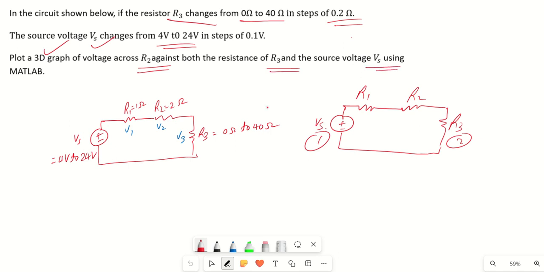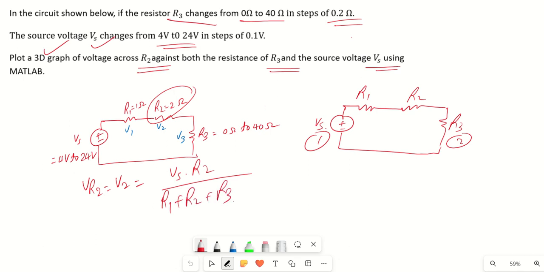We have to plot a 3D graph of voltage across R2 against both R3 variation as well as Vs variation. So you know already from the voltage division rule what would be the V2, that is voltage across R2. I will put it VR2, which is V2, that is going to be the source voltage multiplied by the resistance R2 divided by total resistance R1, R2, R3. So this is the expression that we have.